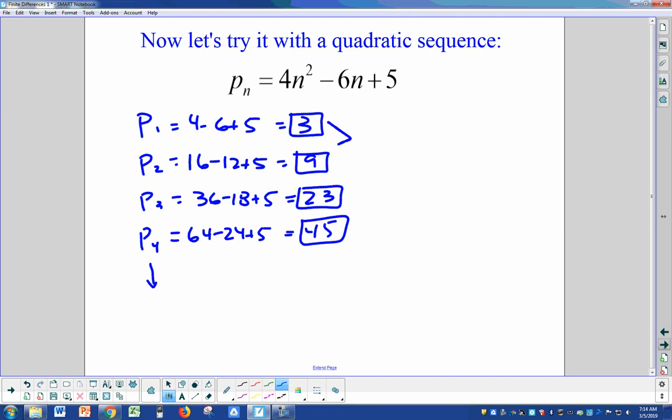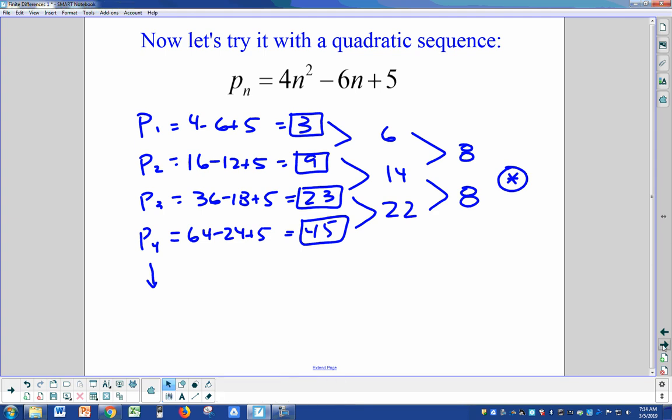But let's find these finite differences. In this case, there's 6 as a difference. Here, it looks like there's a 14, and the last one looks like a 22. And then if we do the finite differences one more time, we notice that this is an 8 and this is an 8.